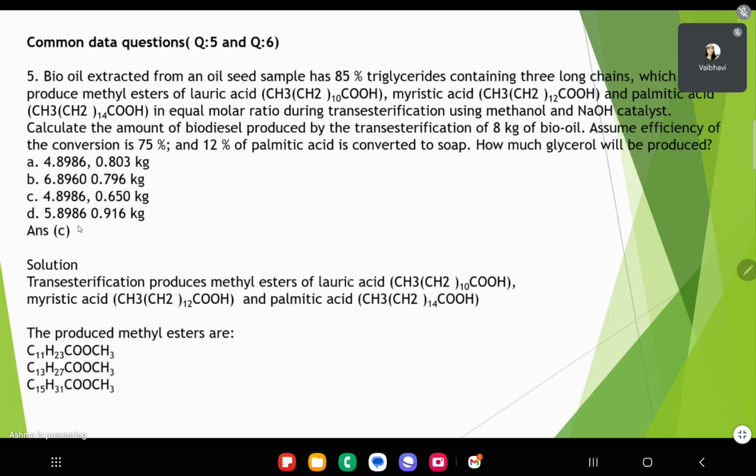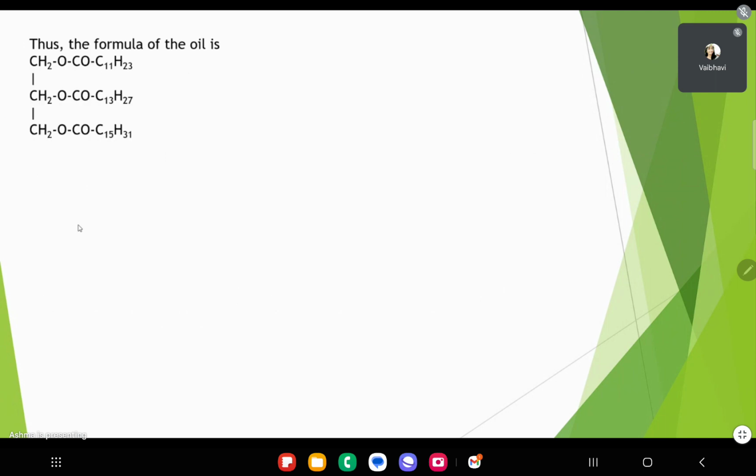Since we have been given the formula for these acids, lauric, myristic, and palmitic acid, we can find the formula for the methyl esters from these acids. Basically, the ester and the acid have the same chemical formula, but their arrangement is different. So we will find the methyl ester from these. Next, we will write the formula of the oil.